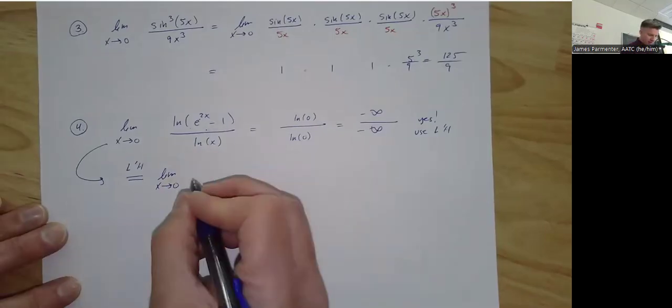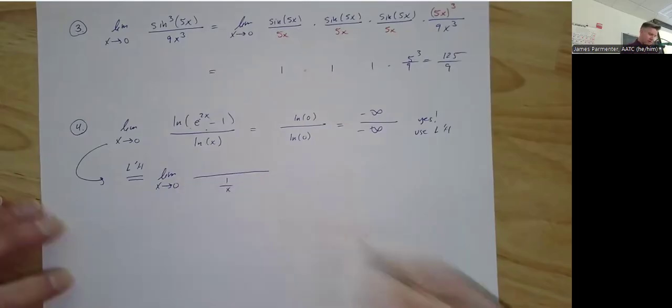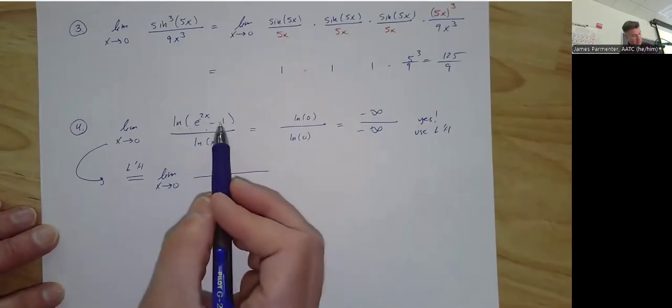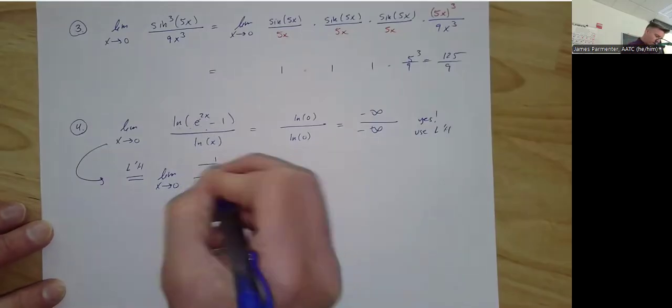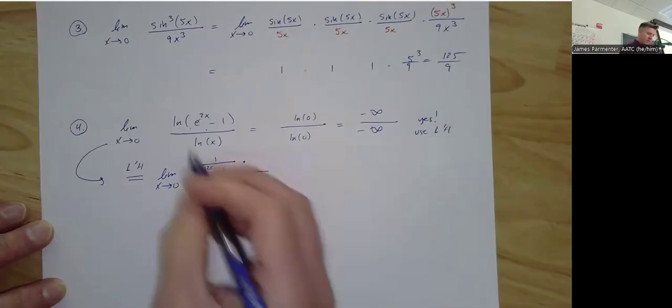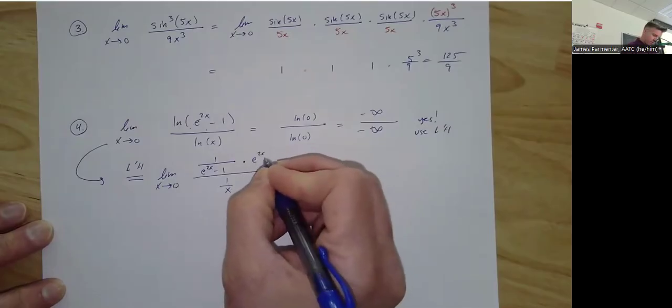And now, okay, the bottom's easier. Let's do that first. The derivative of natural log of x is 1 over x. The derivative of the natural log of e to the 2x minus 1 is 1 over e to the 2x minus 1 multiplied by the derivative of that, which is e to the 2x times 2.